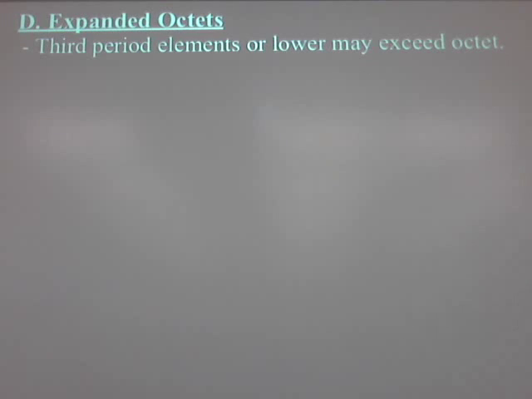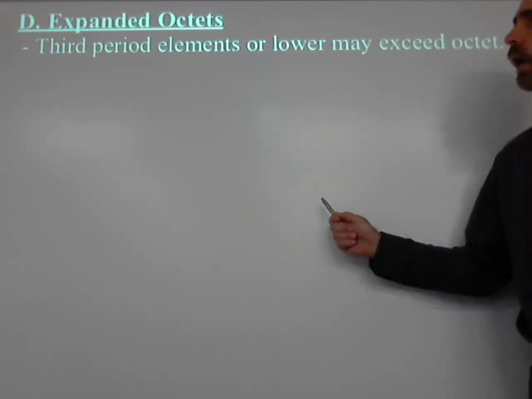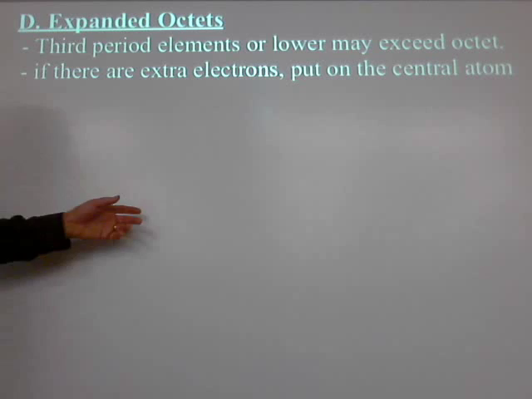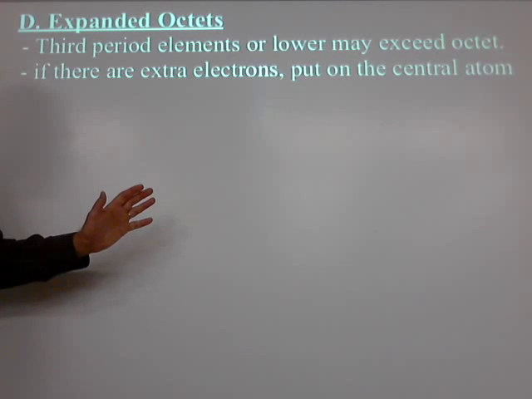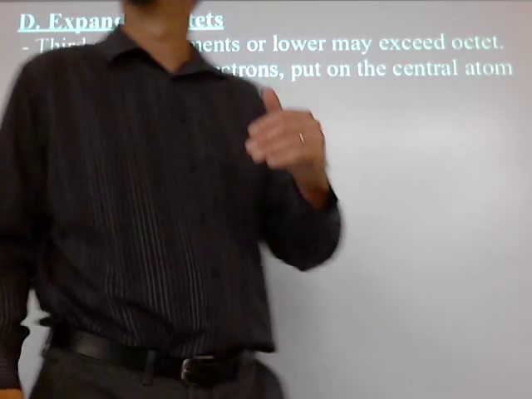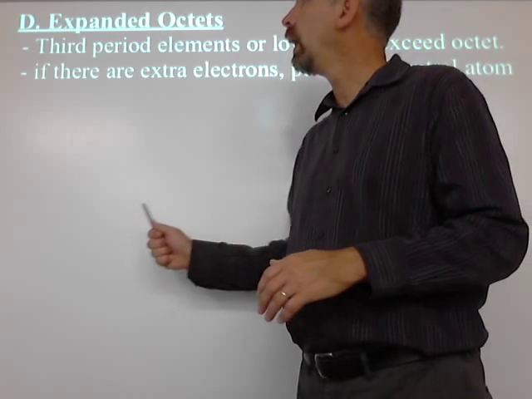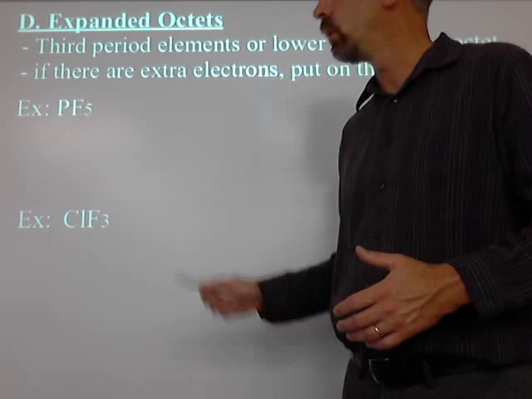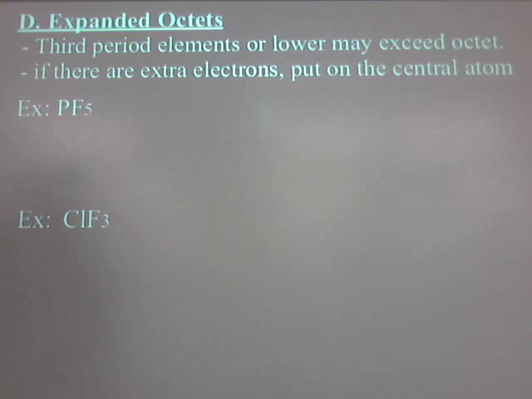Third period elements or lower may exceed an octet. If there are extra electrons when you go to do your thing, you just put them on the central atom. That's basically all you have to know. It has to be a third period element or below. Before that, it won't do it. There are certain ones that do it more often than others. But let's just do the two examples I want to do here: PF5 and ClF3.